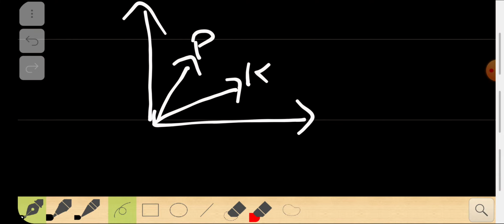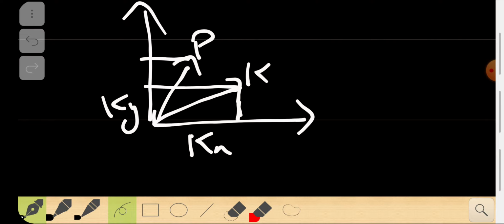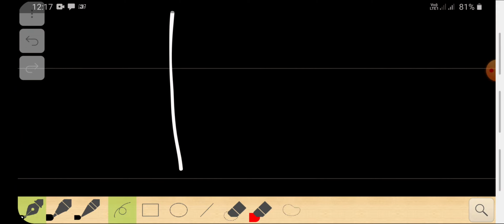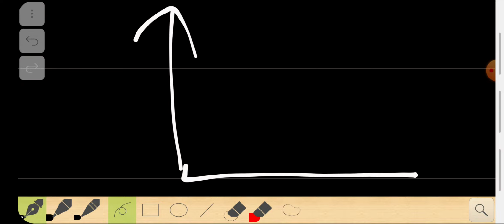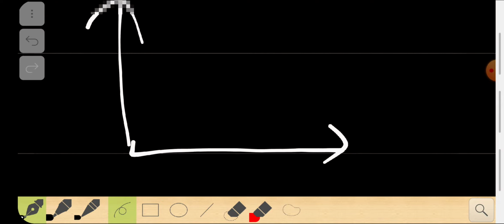So it has an x-intercept. K has an x-intercept, which is the value of the x component, which is kx, and it has a y-intercept, which is ky. P also has an x-intercept, which is called px, and a y-intercept called py. When you add these two vectors, I'm going to redraw this because it was so small.